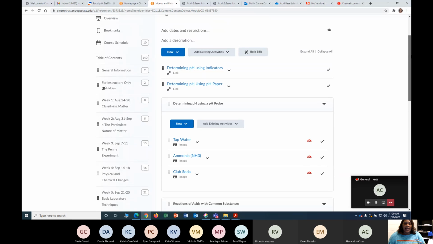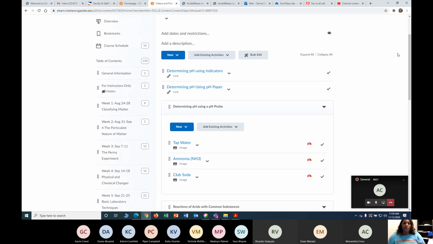And so at this time, you can go to your group meeting rooms and you need to watch the videos for determining pH using indicators, using pH paper. Those are 2 videos. And then also view the pictures here for determining pH using a pH probe, which we also call a pH meter. And there are 3 pictures for you to view.